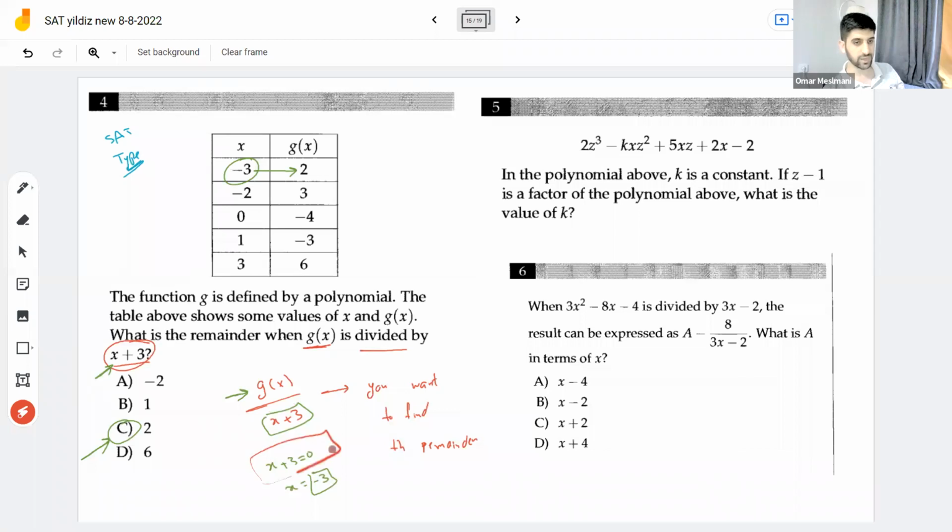What answer will you get? You get -3, right? If you take the -3 and plug it in g(x), it means that if you have -3, you get the answer of 2. If you have -2, you get the answer of 3. These are the values of x, and these are the values of g(x). If you take the x and plug it in, you get this. Do you understand? So I care only about -3. What is the answer for -3? It's 2. So this is the answer. It's 2.